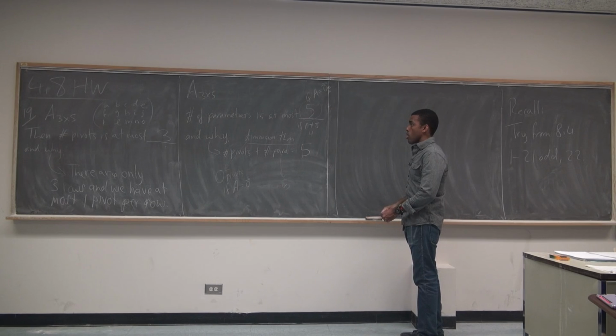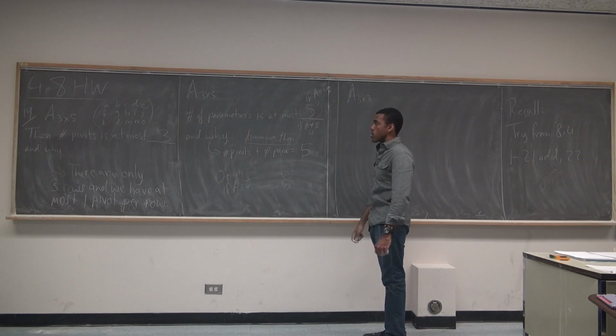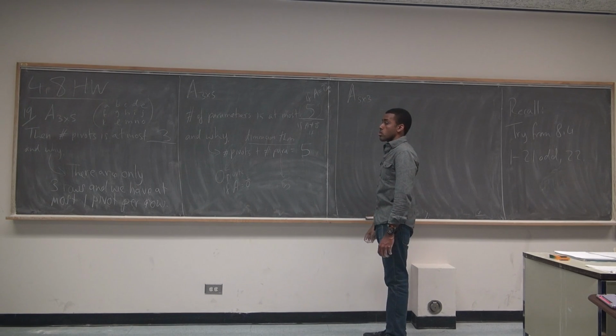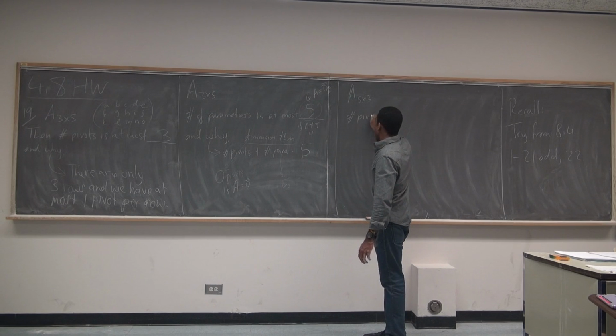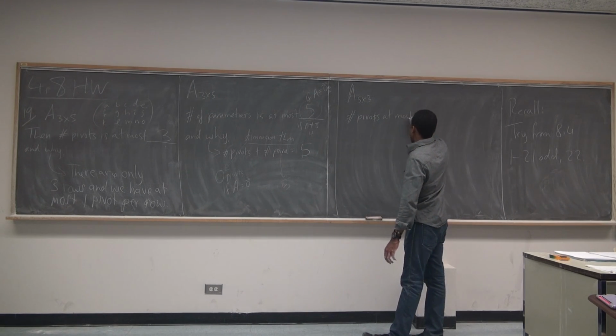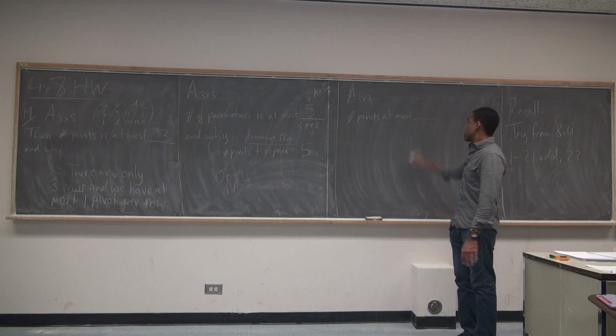If A is a 5 by 3 matrix, the same two questions. Instead of 3 by 5, they just put 5 by 3 for the same two questions. Okay, so the number of pivots at most. No, 3. Still 3.